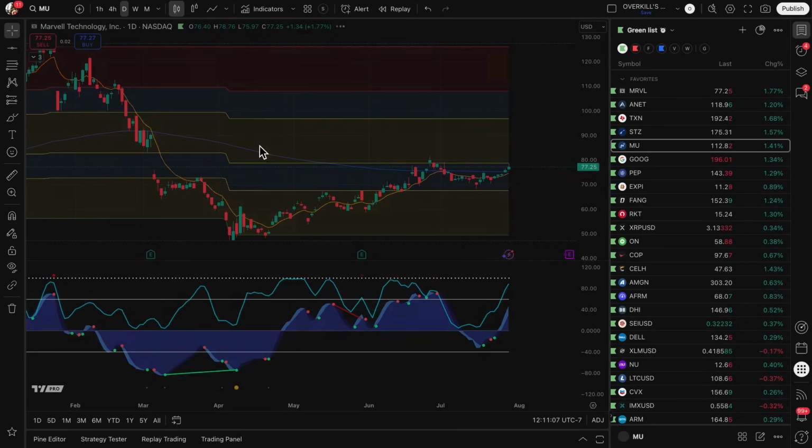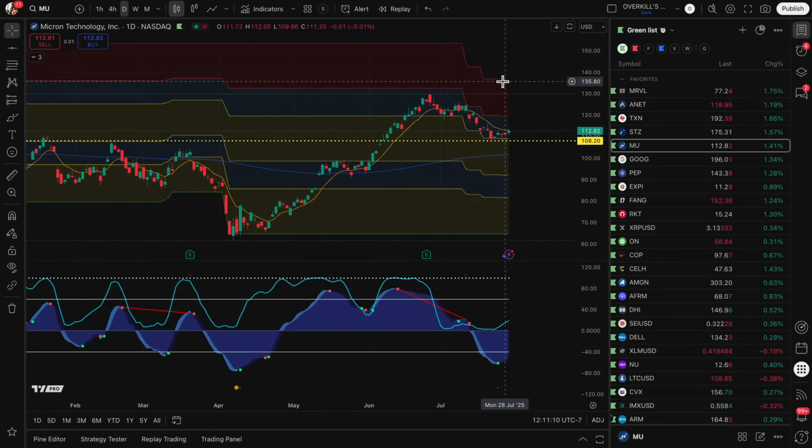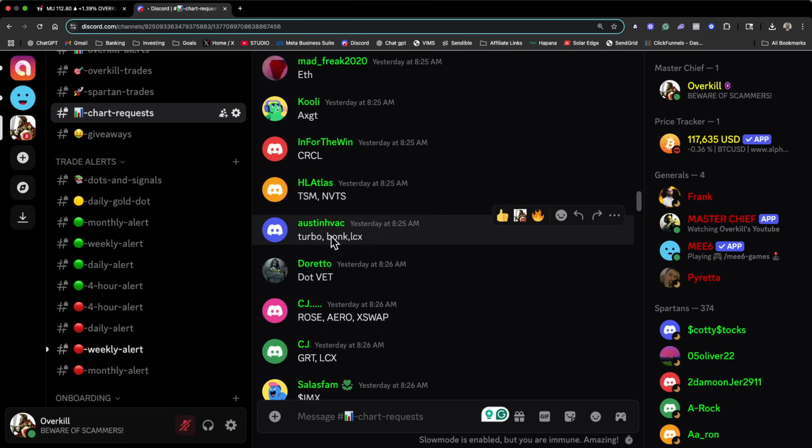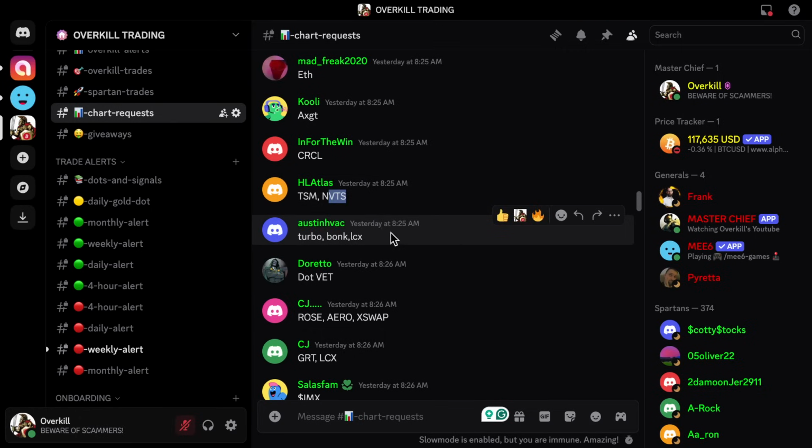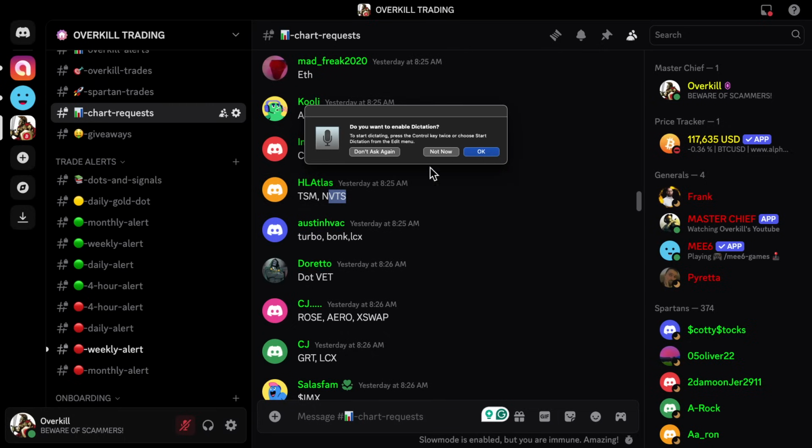What's MU doing? MU has a little bit more room as well. This was a big trade for us right here. But yeah, I think TSM, I would trim some, if anything. I would trim some.